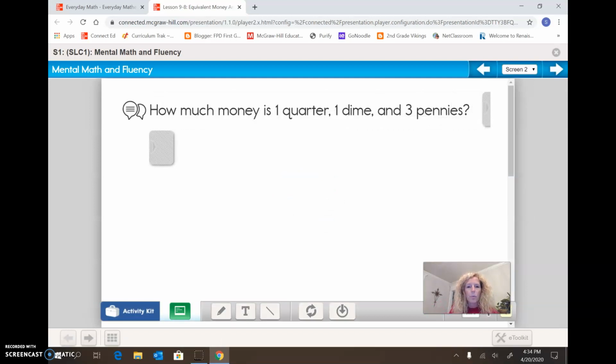How much money is 1 quarter, 1 dime, and 3 pennies? Did you start with a quarter and then add on a 10 and then count by ones? You should have gotten 38 cents. Be sure you put your cents sign there.